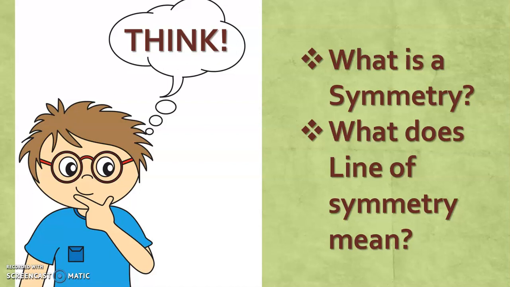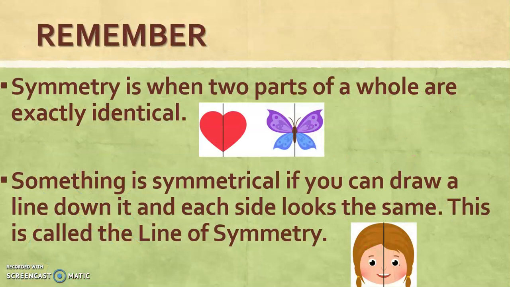Think about it. Yes, you are quite right. A symmetry is when two parts of a whole are exactly identical. That means when you divide something in two parts, both parts should be exactly identical. Like our human heart or a simple heart. Can you see? If I divide them into two, it will become identical parts. Similarly with the butterfly as well. If I divide the butterfly in two parts, it has exactly identical parts.